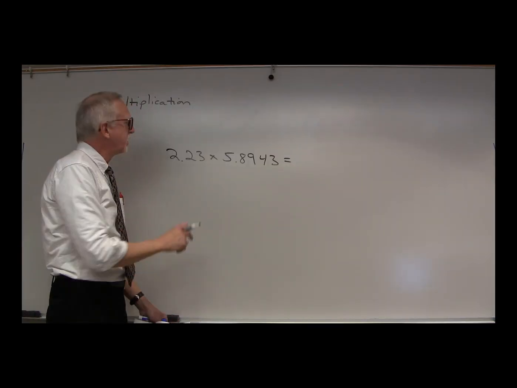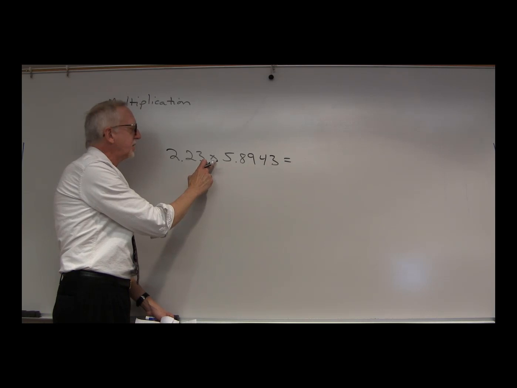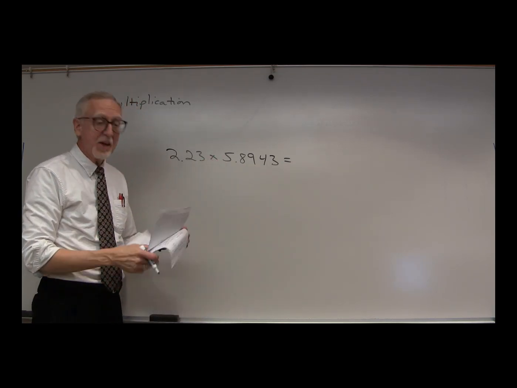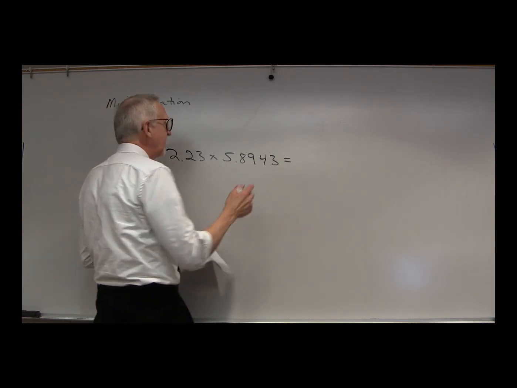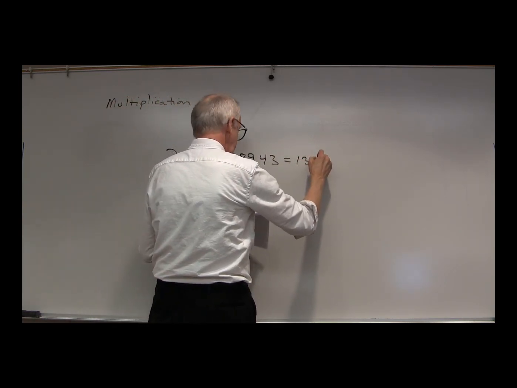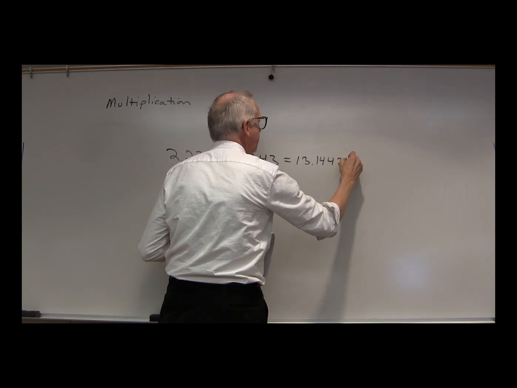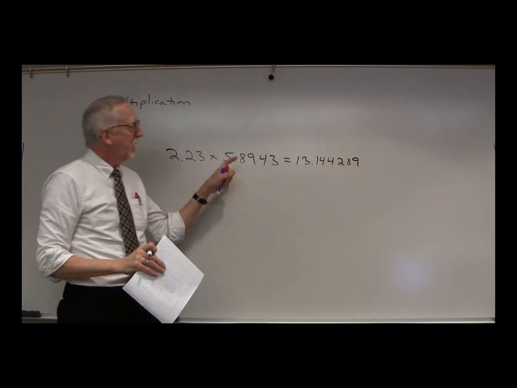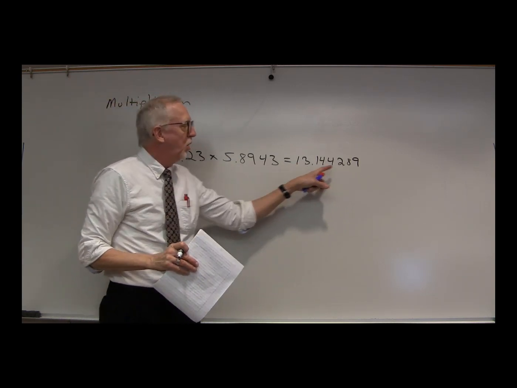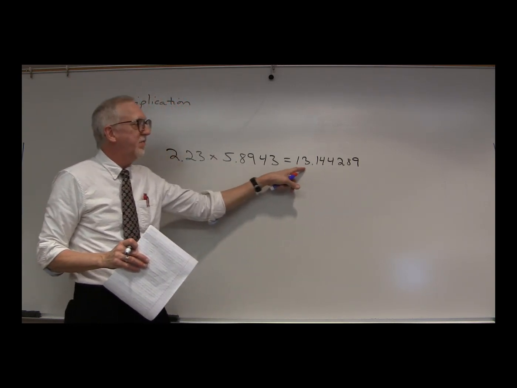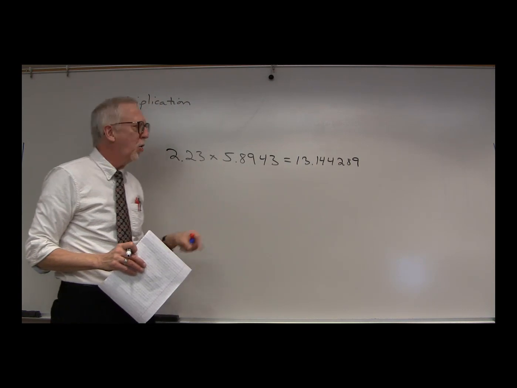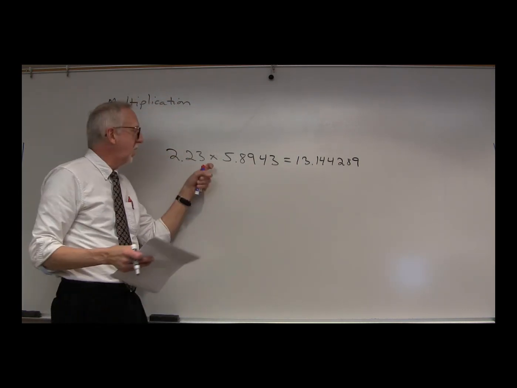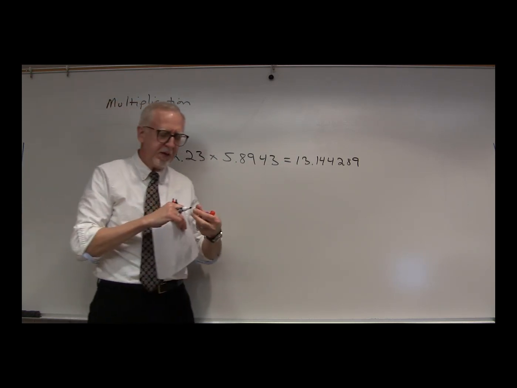Let's imagine that we want to multiply 2.23 times 5.8943. If you just plug this into your calculator, what you'll get is 13.144289. My question is, can we really quote all of these significant figures? Is it really appropriate, knowing what we know about how uncertain we are about these two values? Well, what do I mean by that?